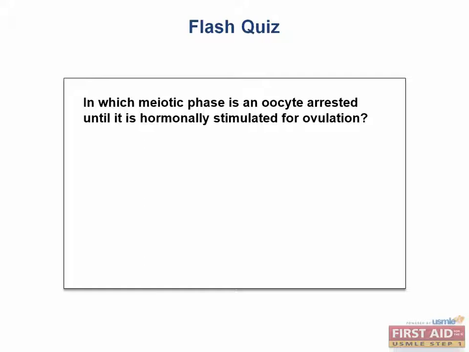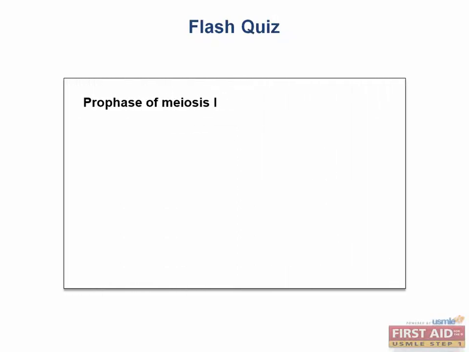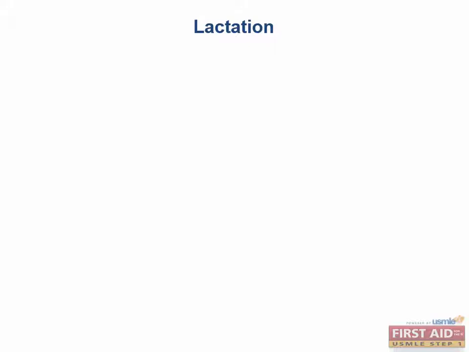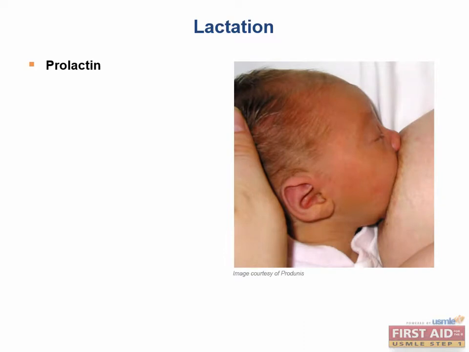Alright, so here's a flash quiz. In which meiotic phase is an oocyte arrested until it is hormonally stimulated for ovulation? The answer is prophase of meiosis 1. Alright, so lactation. After birth, as progesterone decreases, there is relieving inhibition of prolactin secretion, leading to lactation. Additionally, suckling from the neonate actually stimulates oxytocin release and milk letdown.